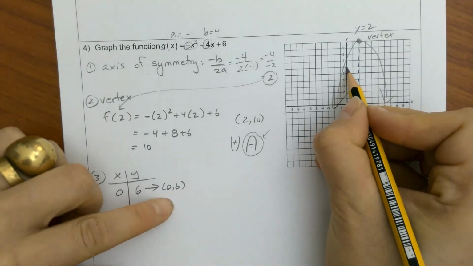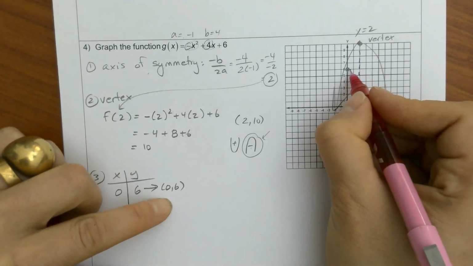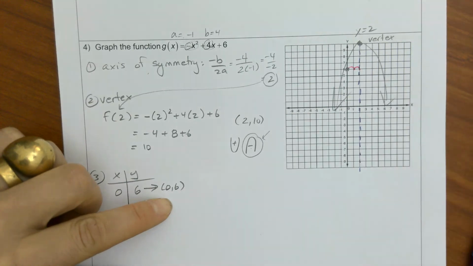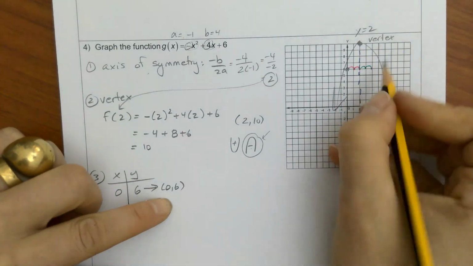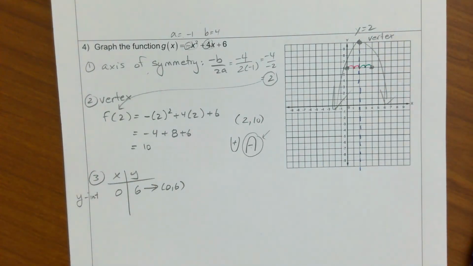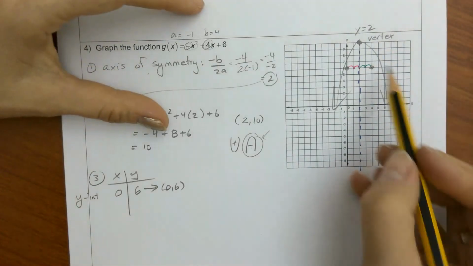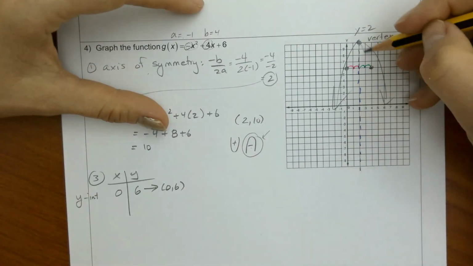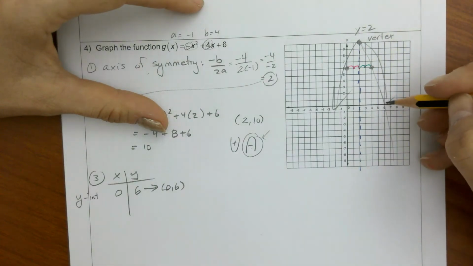0, 6 is here. So how many jumps away from the axis of symmetry? 1, 2. So I know on the other side, 1, 2. There's another point right there. Now I'm going to choose any other point. I'm going to try and choose something that might be on the graph. So if this comes down like this, maybe I can choose 5 or 6 or 7. I'm going to choose 6.